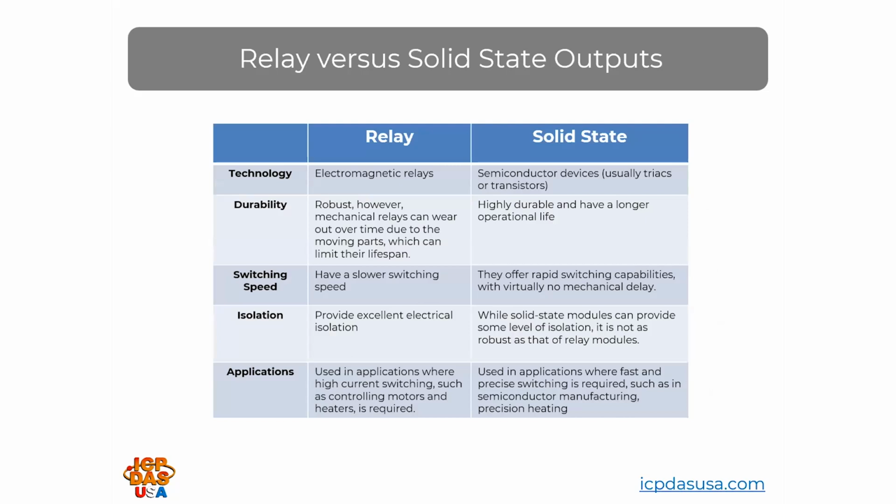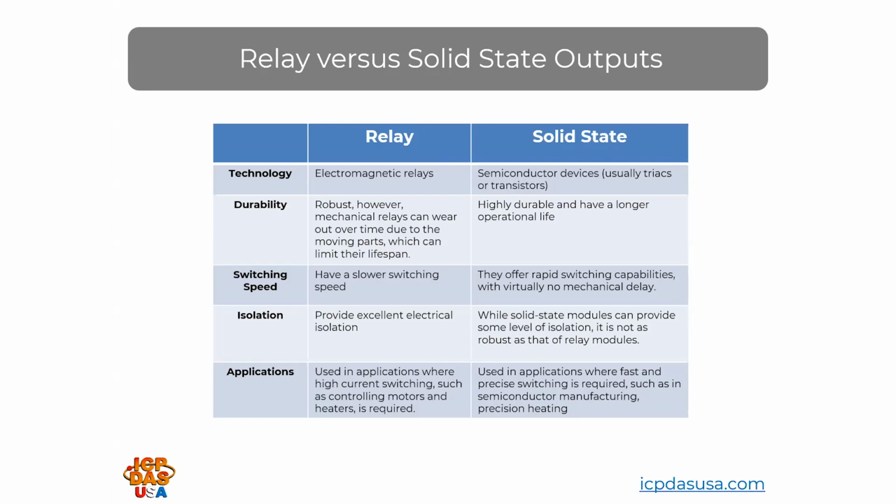Relay output and solid state output, they're both used in industrial automation for controlling systems and external devices, but their technology characteristics and applications are different. Here's a comparison. Relay output modules use electromagnetic relays. They consist of coils that generate magnetic fields to open or close mechanical switch contacts. When the coil is energized, it physically moves the contacts to make or break electrical connections.